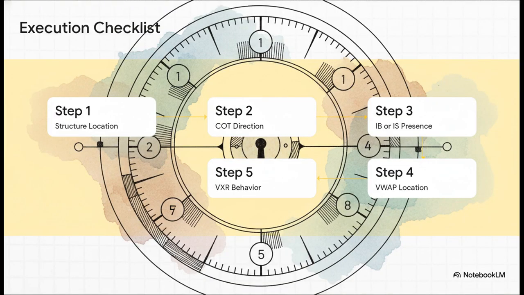So here it is. This is our roadmap for the rest of this explainer. And I love the analogy of a combination lock. You need every single number in the right order for the trade to unlock. If even just one of these 5 conditions isn't met, the answer is crystal clear. There is no trade. We sit on our hands and we wait.